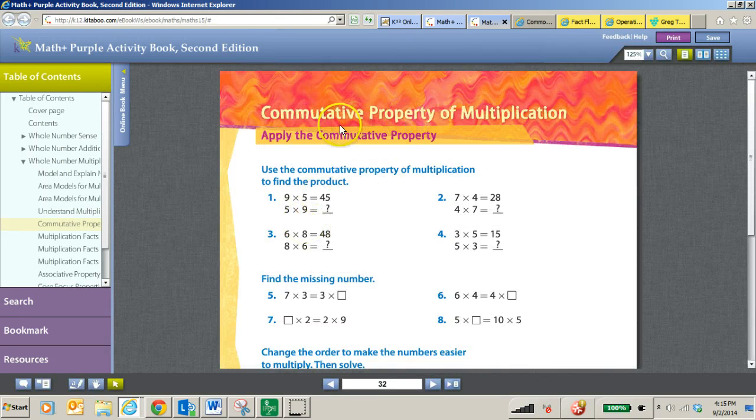Again, besides just learning the facts, we want students to understand the properties of multiplication. They do not need to know the words such as commutative or associative. They'll also learn the distributive property. Those words aren't what's important. It's understanding that when you multiply, you can change the order of the factors and you're still going to get the same product.